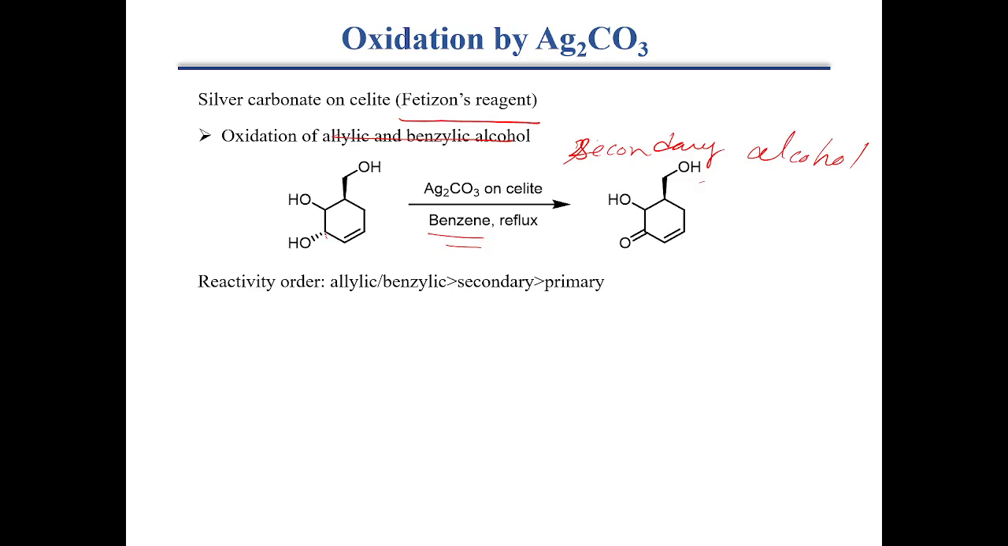Here this is the allylic alcohol, this is a secondary alcohol, and this is a primary alcohol. The reactivity order is first allylic or benzylic, then secondary, then primary. So here, in the presence of one equivalent of silver carbonate, the allylic alcohol is oxidized to ketone. Then if we add one more equivalent of silver carbonate, the secondary alcohol is oxidized to ketone, then the primary alcohol.